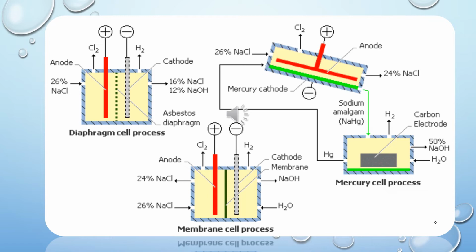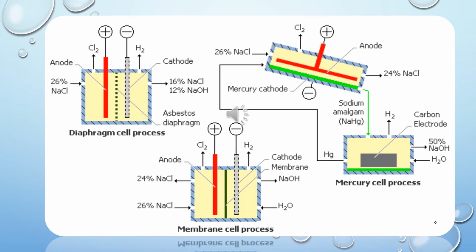In diaphragm cell process, you can see that there are two electrodes, anode and cathode. Anode is shown in red color and the cathode is shown in gray color. There is the separation between these two electrodes by green dotted line. That green dotted line is asbestos diaphragm.